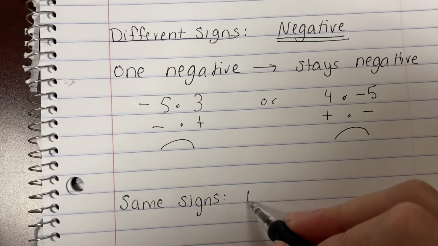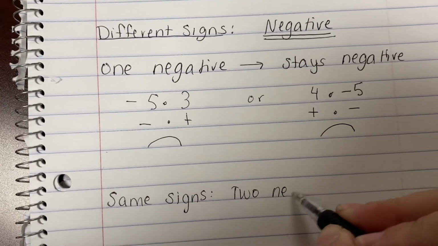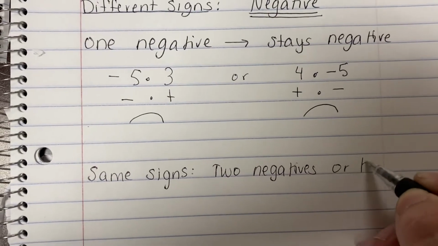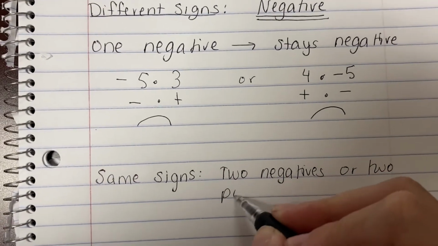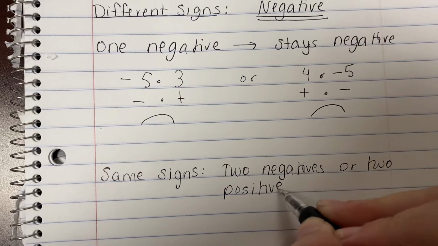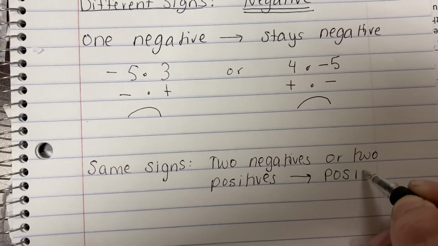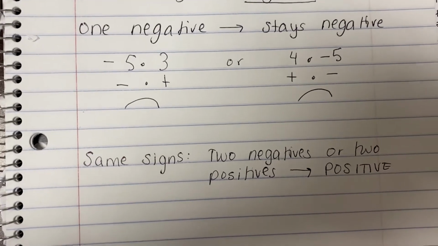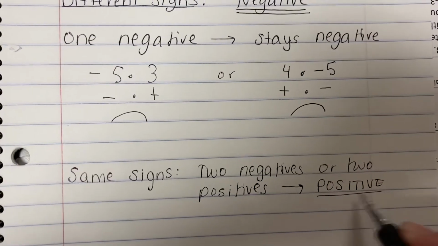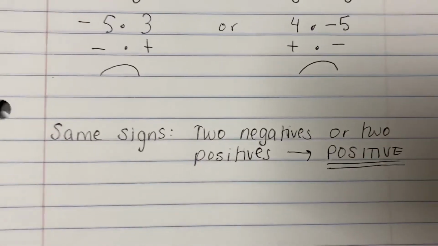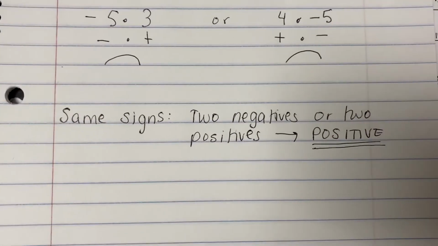And if you have two negatives or two positives, your answer always is positive. Okay, so same signs is always a positive answer. Okay, so we'll draw a little picture again to help you memorize it.